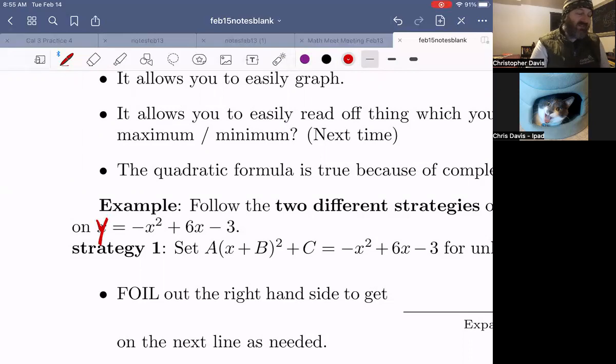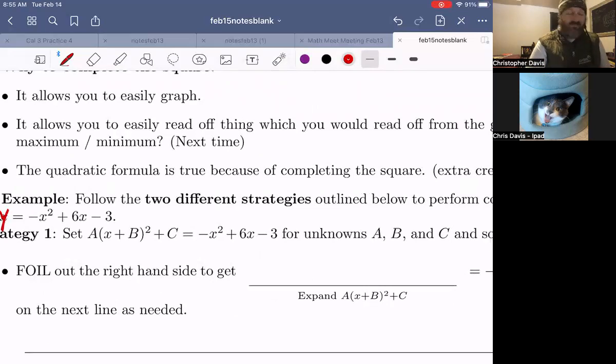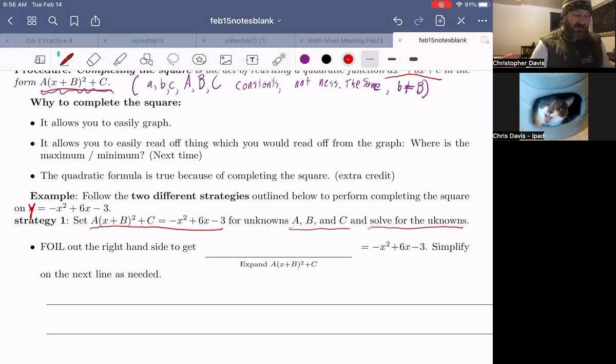Equals negative x squared plus 6x minus 3. So here's one strategy. Let's just set these two things equal to each other and solve for a, b, and c. So I'll write down that equation. I'll pretend that a, b, and c are the unknowns. X is a variable, but I'm not going to treat it like an unknown. I'm going to solve for a, b, and c to determine them.